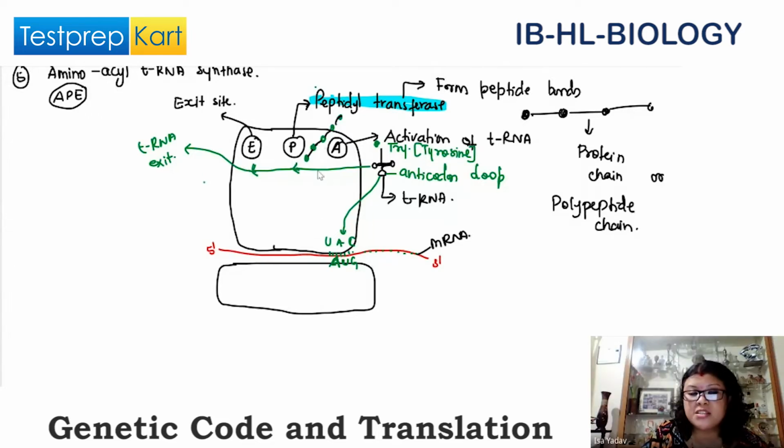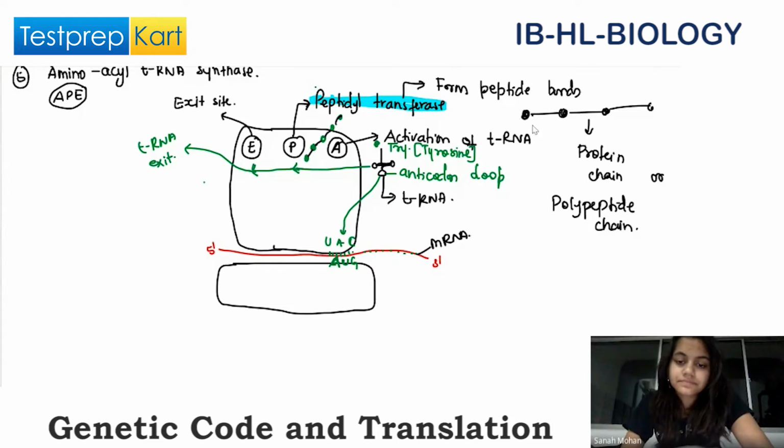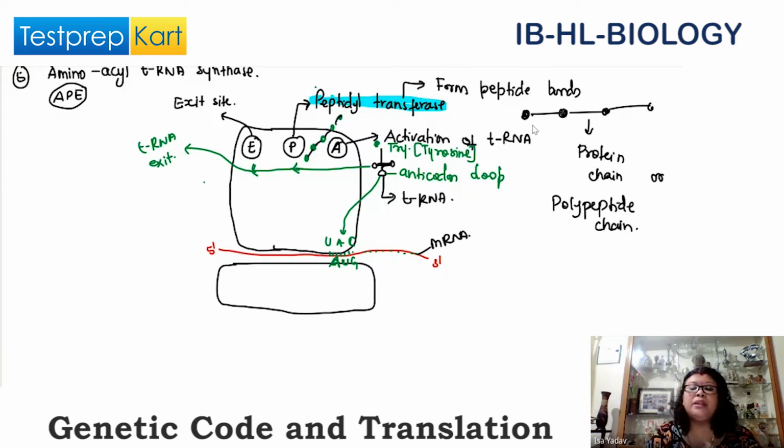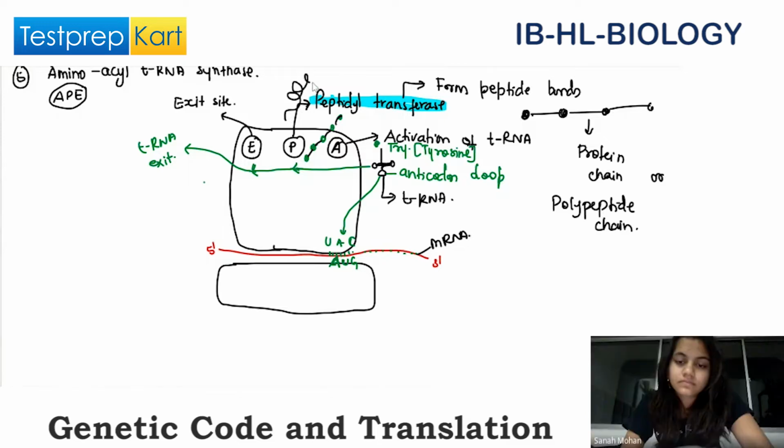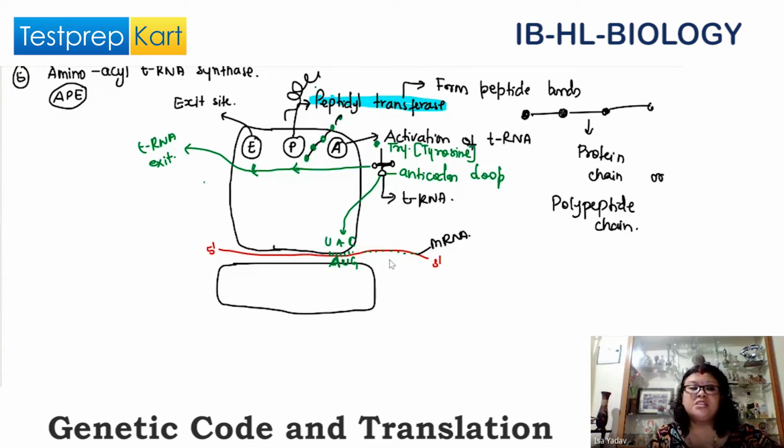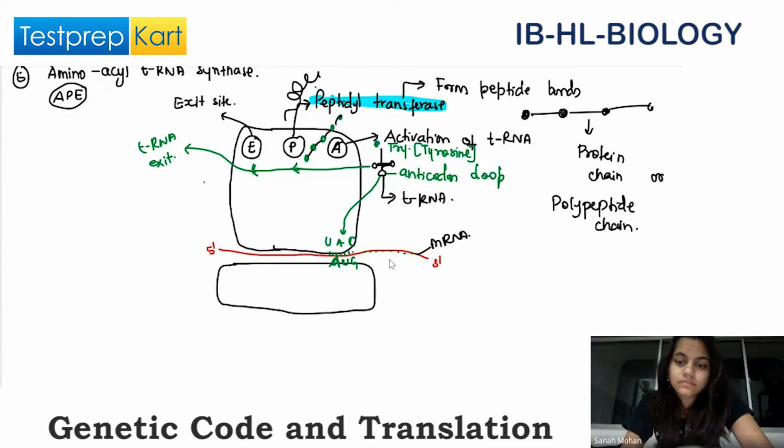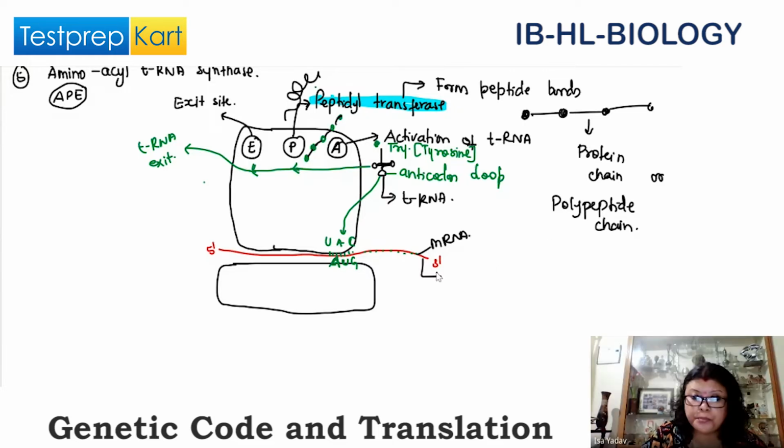Once they reach the exit site, they will exit. Peptidyl transferase: only accumulating amino acids is not enough because we are forming protein. So they will form the peptide bonds. Peptidyl transferase will form what bonds? Peptide bonds. Understood or not? So the peptide bond formation will continue like this. When will the protein synthesis stop? Can you tell me when the protein synthesis will stop?